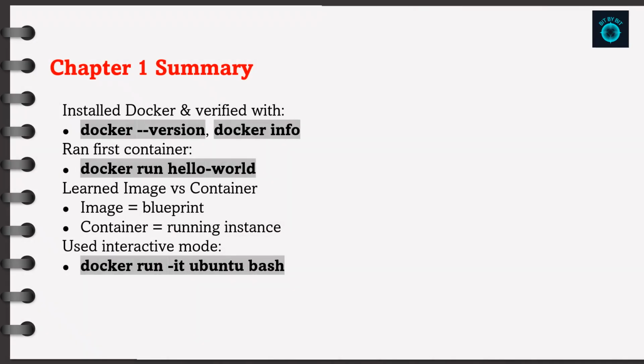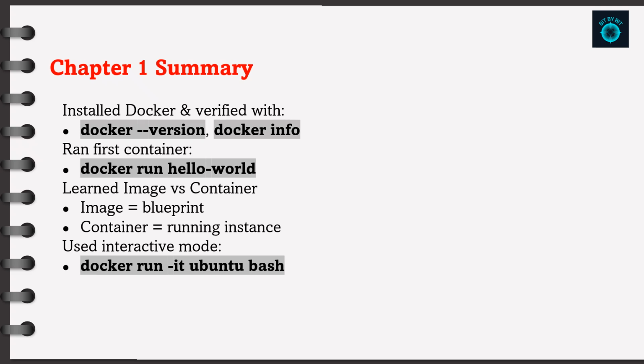Let's review what we learned in Chapter 1. First, we installed Docker and confirmed the installation using docker version and docker info. Next, we ran our very first container with docker run hello-world. This proved that Docker can download an image, create a container, and run it successfully.